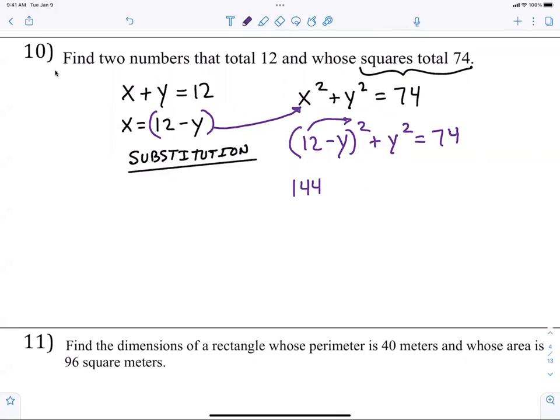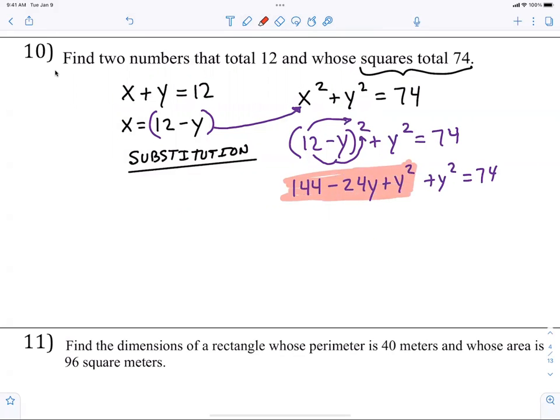144. Now, we're squaring a binomial. I showed you how to square a binomial. You multiply these two together. What's that? Negative 12y. And then multiply that by 2, which makes negative 24y. And then you square negative y, squared. So that's plus y squared. All right, I'm going to write this out and then just show you to make sure. This piece of the puzzle right here, 12 minus y squared, is all of this. Is everybody happy with that?